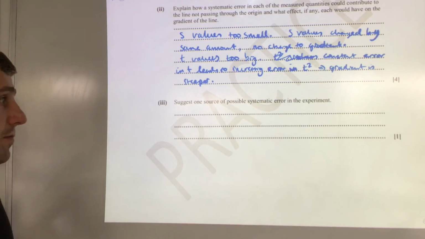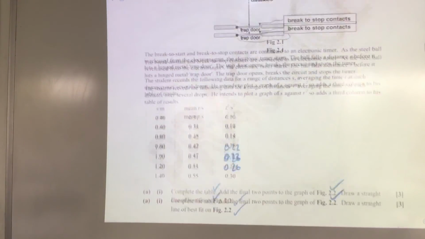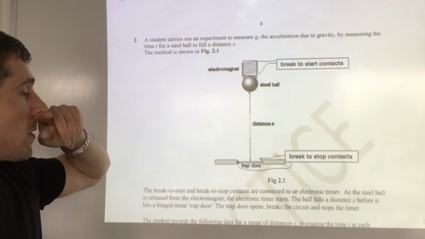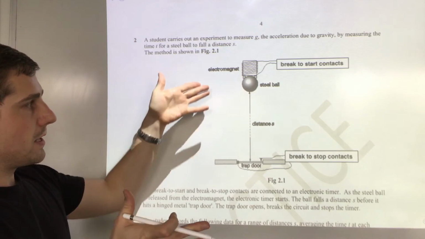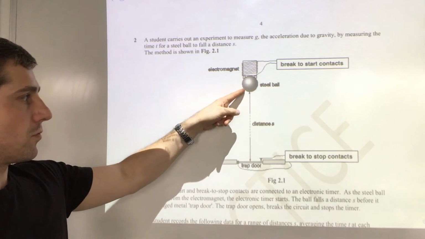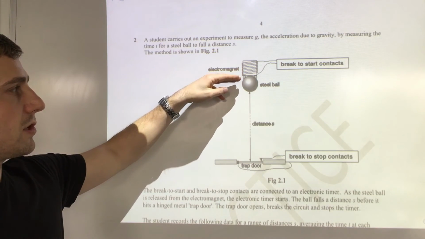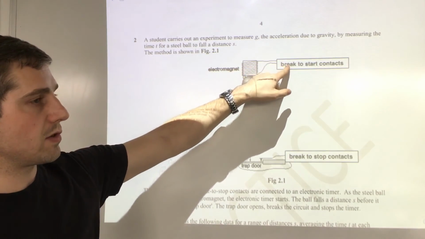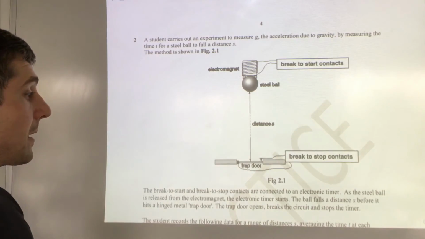Suggest one source of possible systematic error in the experiment. For the last part of the question, if we look at the equipment we were using, we're releasing the ball with an electromagnet. Well, whenever you switch an electromagnet off, it takes a short time for the field to collapse and therefore release the ball. So that's one thing we could say. That would increase the time because there'd be a delay between switching off the timer and the ball being released, so that would make t too big.